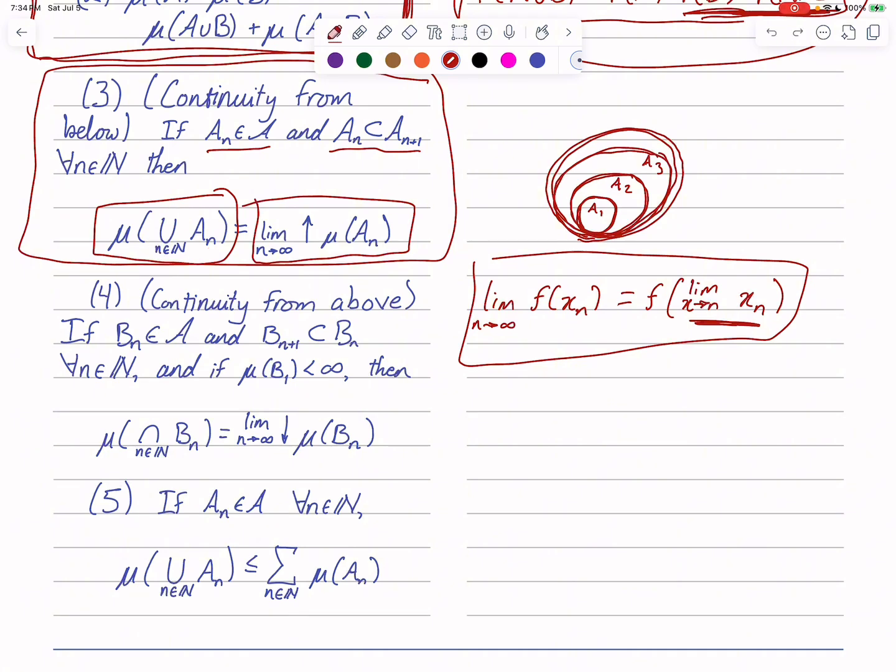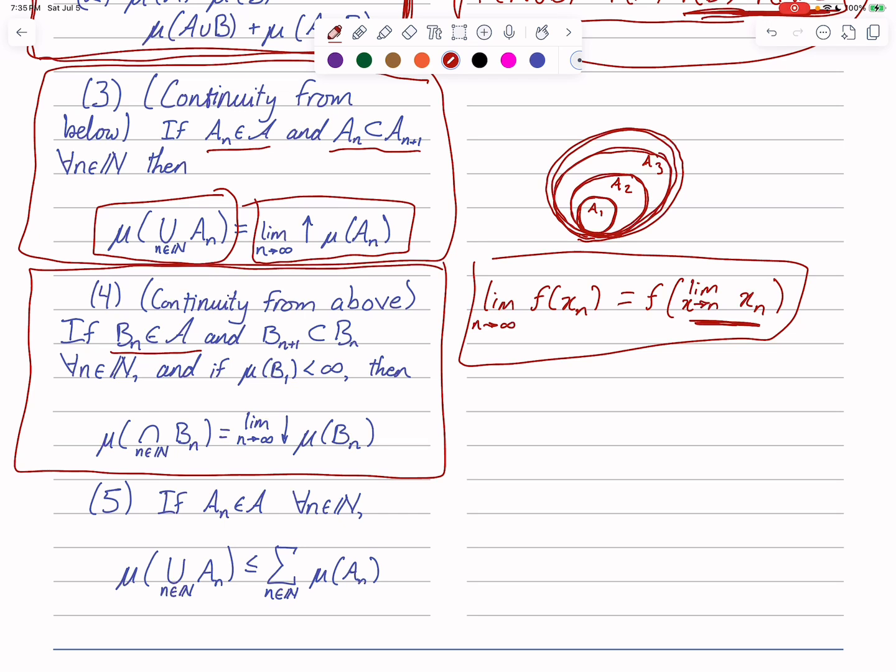So anyway, this left-hand side is like having a limit on the inside, and the right-hand side is clearly having a limit on the outside, so that this property says that the limit can move outside the function, and that is basically the notion of continuity. Okay, we also have continuity from above, and unsurprisingly, it's very similar.